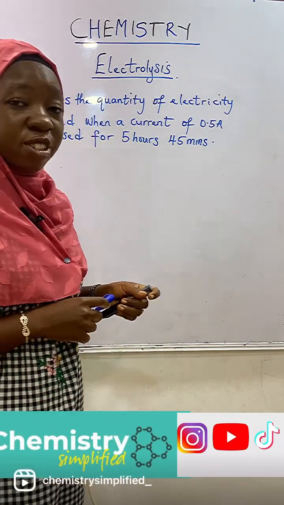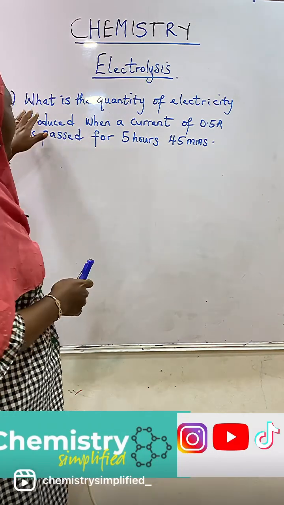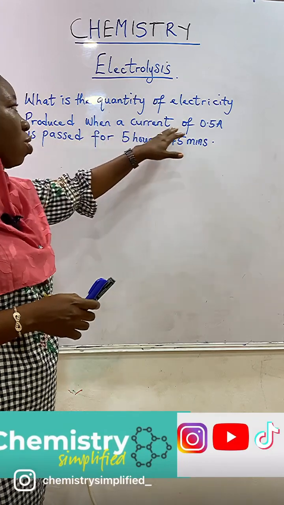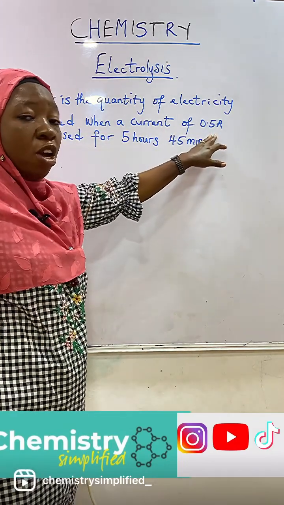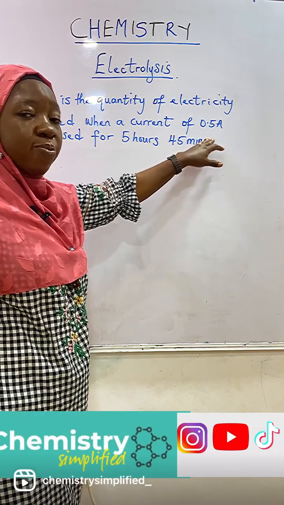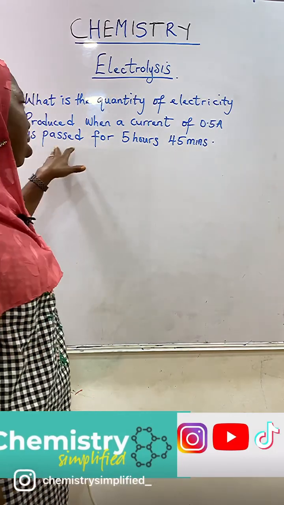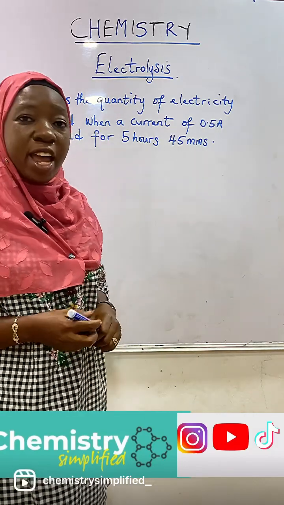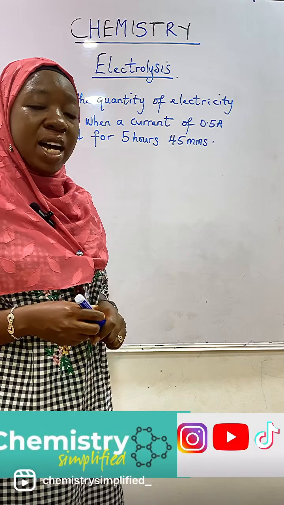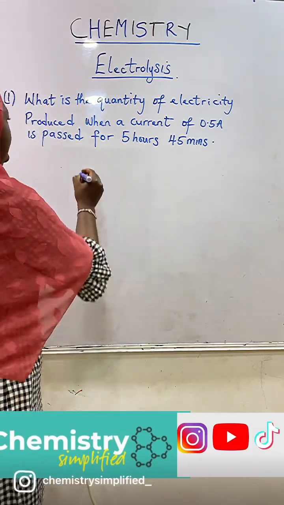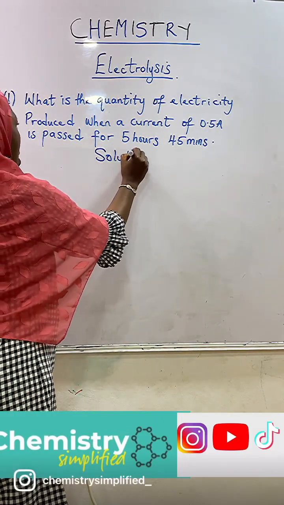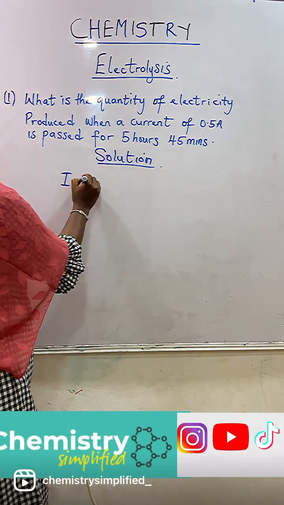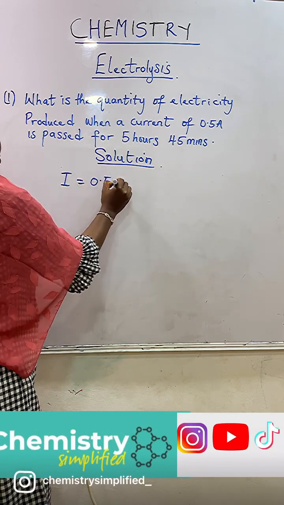Now, let's look at this first question together. It says, what is the quantity of electricity produced when a current of 0.5 ampere, remember I said current is expressed in ampere, is passed for 5 hours 45 minutes. Now, the first thing I want us to do here is to write out the parameters that we were given. The first parameter we were given is current. And remember, your current is I.